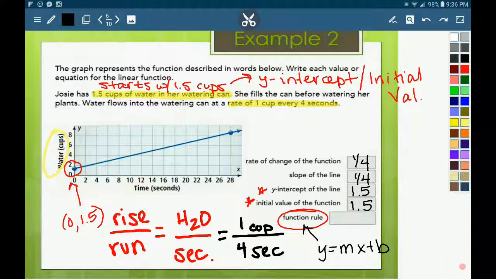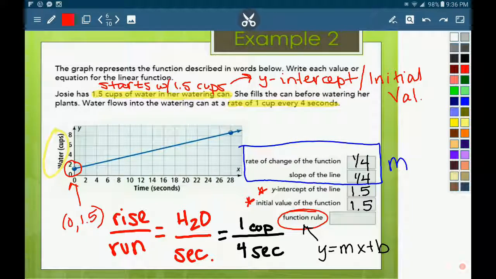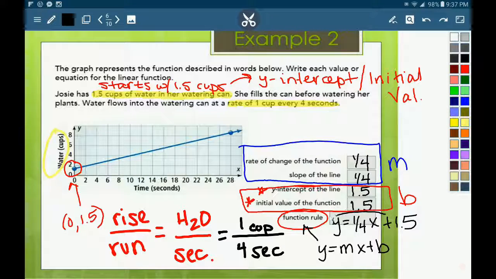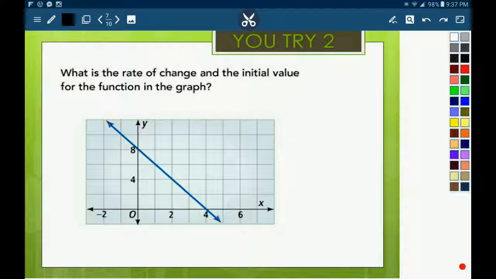Okay, so we've really already determined what our m and what our b are. m is the rate of change or the slope, and then b is going to be the y-intercept, also known as the initial value. So now I'm ready to create my function rule. It's going to be y equals the slope, which is 1/4, times x plus the initial value 1.5. There's our function rule. Let's have you guys give it a try in your U-Try.